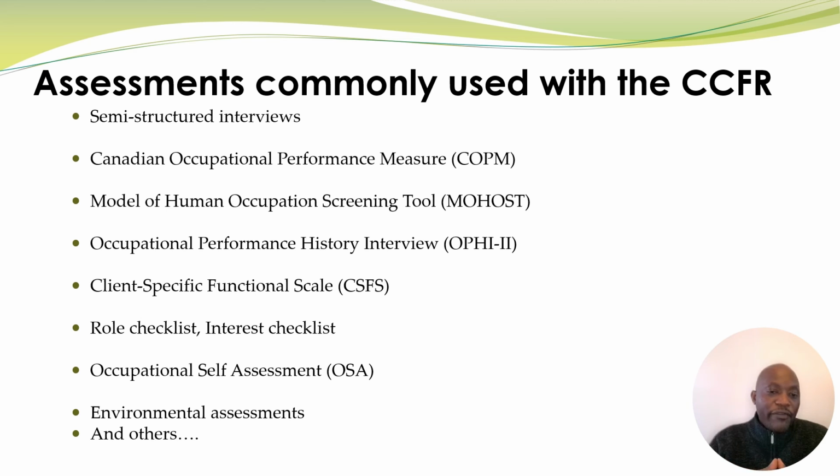The occupational performance history interview can be done. Any other client-specific functional scale, that's one type of scale, but similar scales can also be used. Role checklists and interest checklists are actually helpful in helping the therapist to get an understanding of what the interests of the client are and what roles the client values, and then that can make the process of goal setting easier, a collaborative joint setting.